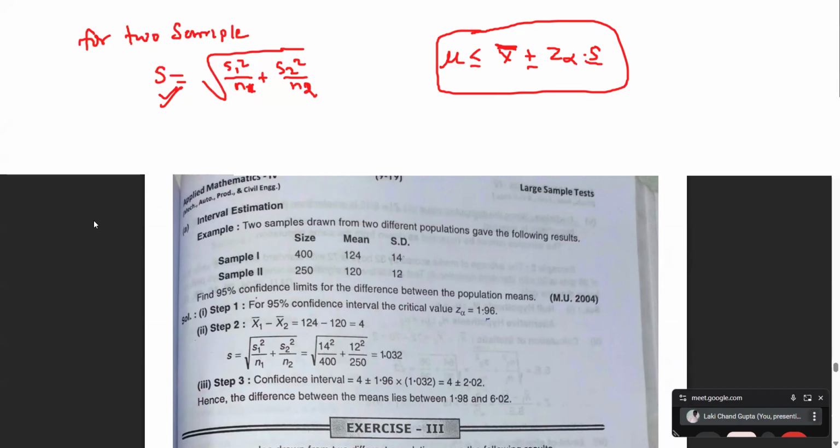For example, you can see this question. There are two samples. First sample size is 400. It means N1 is 400 and N2 is 250. Okay, one more thing. This X bar becomes what? X1 bar minus X2 bar. So first we find X bar, the common mean. So common mean will be 124 minus 120. It is 4.